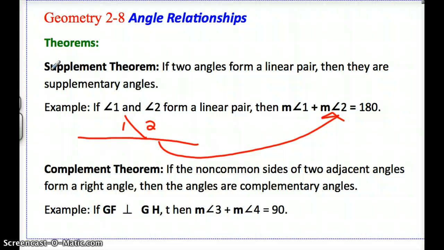Complement theorem says, if the non-common sides of two adjacent angles form a right angle, then the angles are complementary angles. And so what they're saying here is, if I have two angles, here are my two angles, and the two non-adjacent sides, that would be this side and this side, form a right angle, then they're going to be complementary, so they're going to add up to 90 degrees. And you guys see how that makes a right angle? And right angles are 90 degrees, so then those two angles will add to 90 degrees.